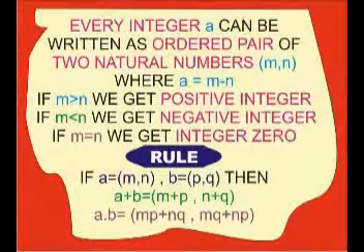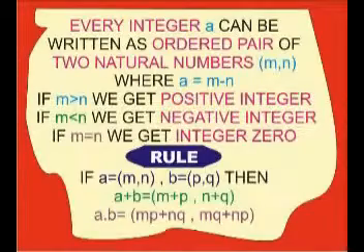Every integer a can be written as an ordered pair of two natural numbers m, n, where a equals m minus n. If m is greater than n, we get positive integers. If m is less than n, we get negative integers. If m equals n, we get the integer 0.